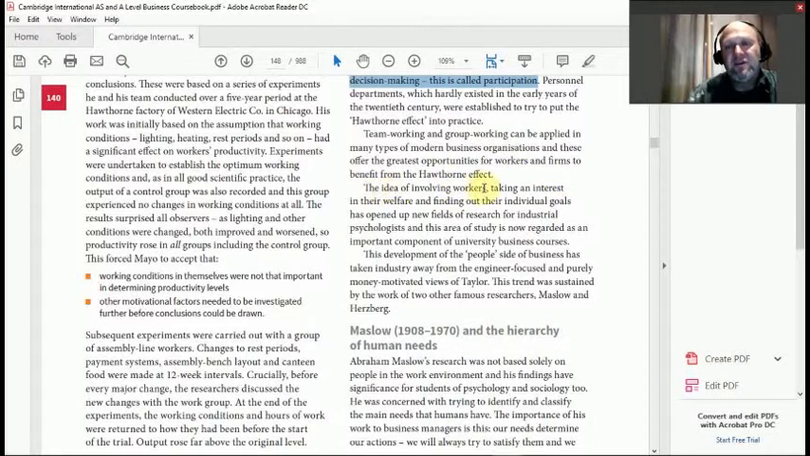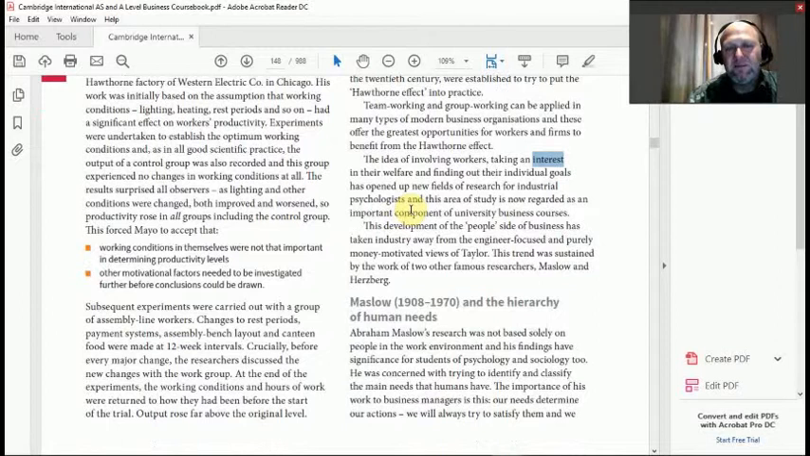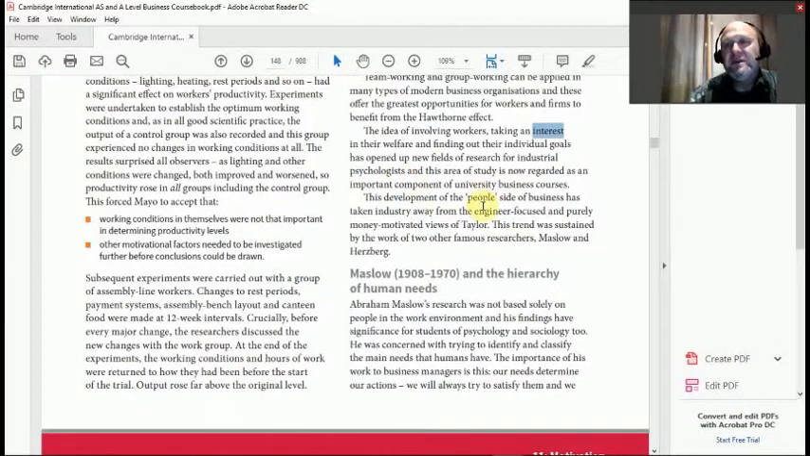The idea of involving workers, taking an interest in their welfare, very important, and finding their individual goals has opened up new fields of research for individual psychologists in this field of study. And most universities study this in more depth. And they call this development of the people side of the business, not the Taylor scientific. So we've got theory 1 was McGregor, theory 2 was Taylor, and then theory 3 is Mayo, the people side or humanistic side.